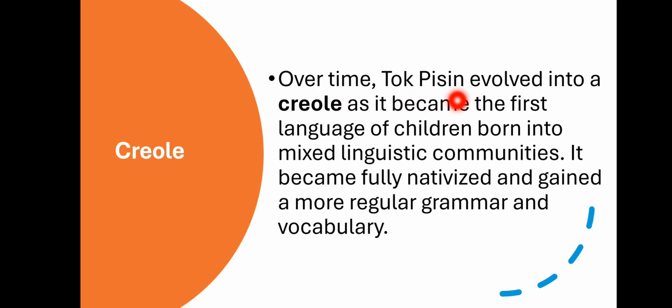Over time, Tok Pisin evolved into a Creole as it became the first language of the children born into a mixed linguistic community. So later on, when new children arrived in the world, the language which was introduced by their father or grandfather and the language used by their grandchildren or their children had now become a Creole. Born into a mixed linguistic community, it became fully nativized and gained a more regular grammar and vocabulary. It became a Creole.